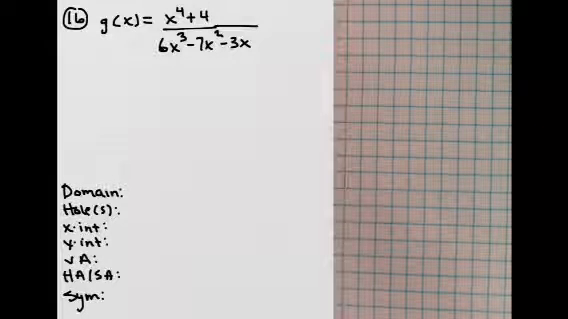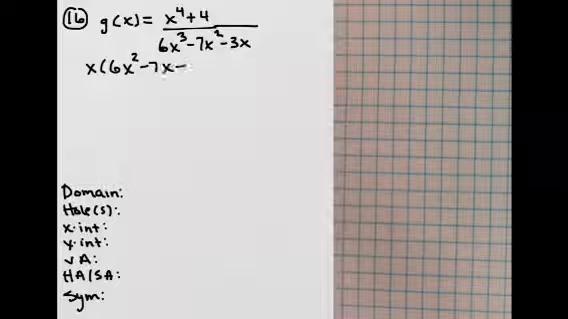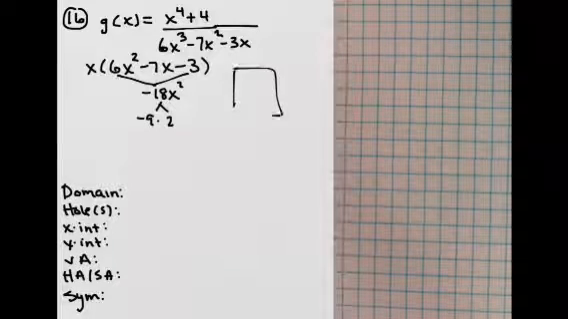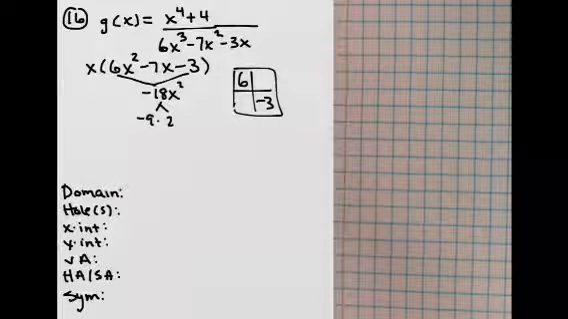Alright, so for rational functions, when they ask for the domain, we need to look at the denominator. So we are looking for values that make the denominator 0. So I'm going to factor out an x, and then that leaves me with a quadratic that I'm going to test to see right now if it factors. So I get negative 18 when I multiply those together. Factors of negative 18 that add up to negative 7: negative 9 and 2. And then factor by any method you like. I always like the box, but choose whichever one works for you.